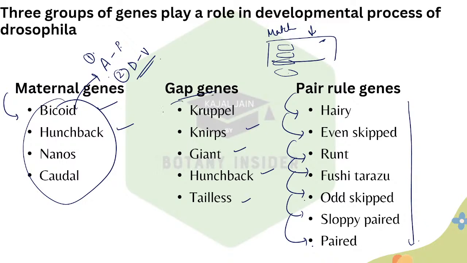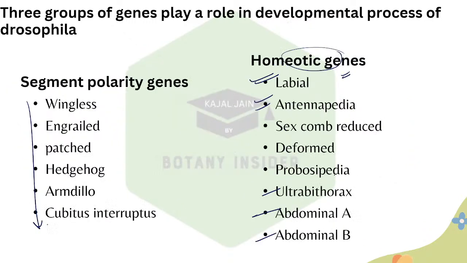Then you have gap genes. In the gap genes, you have cripple, knirps, giant, hunchback, tailless. Then you have pair rule genes, all these names, segment polarity, all these names, and homeotic genes, all these names. You have to keep a note of all of these factors, right?